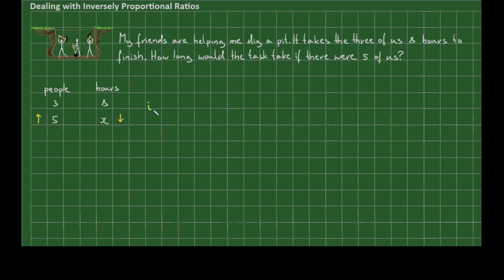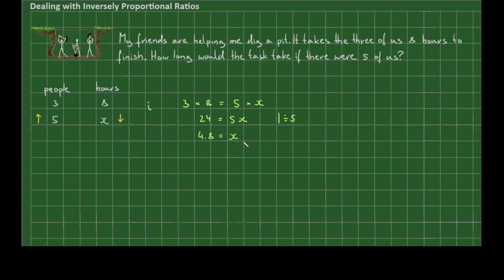For the directly proportional situations, I divide the numbers of the ratio. For the inversely proportional situations, I do the inverse, multiplication. And so I will have 3 multiplied by 8 equals 5 multiplied by x. And that will give me 24 equals 5x. I need to transpose the 5 by division, which means that I will end up with 4.8 equals x. This means that I can say that if there were 5 of us, we would finish after 4.8 hours.